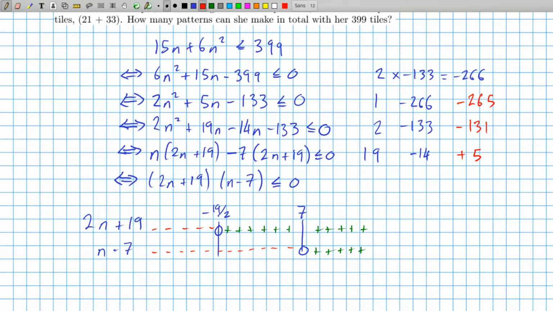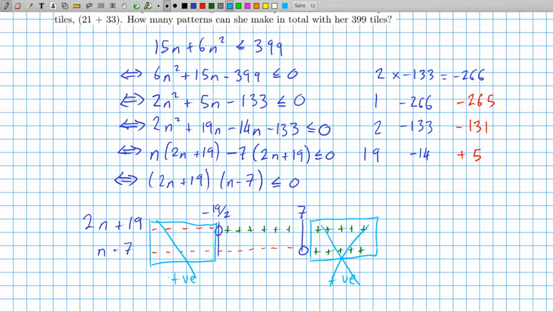So where is this product negative? Well, if we look at this first box, if you multiply a negative number times a negative number, the result is going to be positive. So I'm putting plus for positive. If n is greater than 7, then both of the terms in the product are going to be positive. If you multiply two positive numbers, you get a positive number. So we don't care about either of those cases.